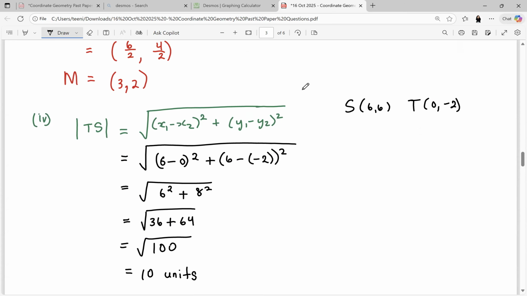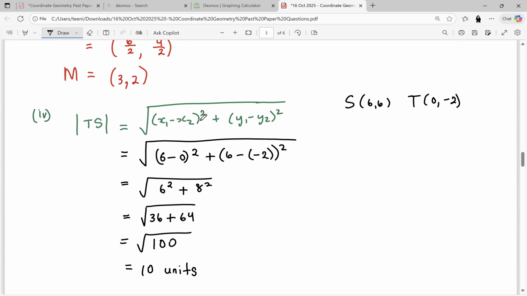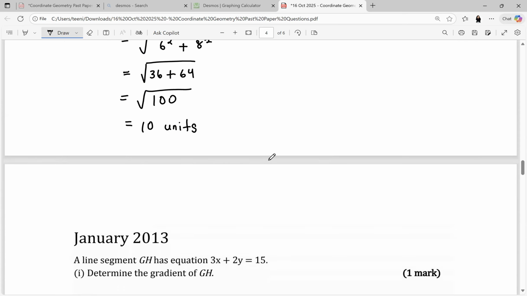In part 4D, I did mix up some of the coordinates. Oh, okay, no problem. All right, so we have to be careful there.